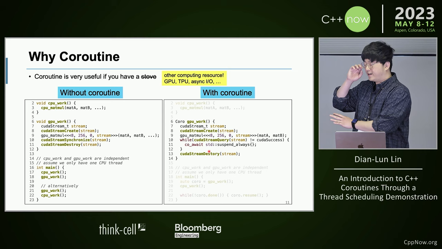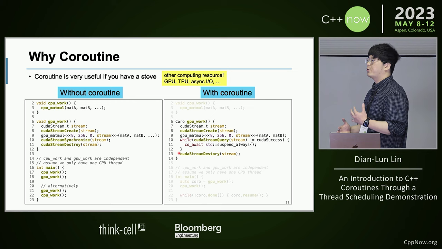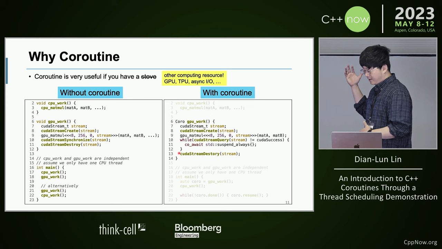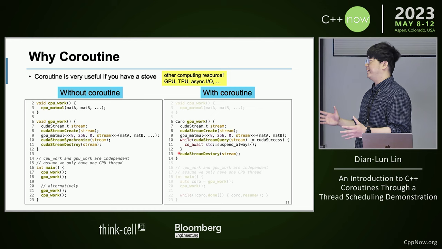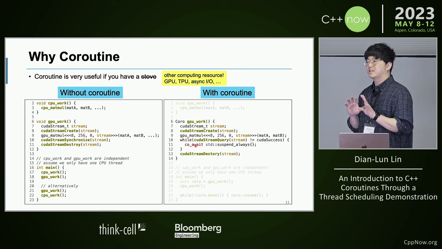So here, it's almost the same, except that I change from synchronize to these three lines of code. What these three lines of code are doing is to keep querying the status of the stream, and then check whether the status of the stream is CUDA success. If it is success, that means I finished the work, and I can go destroy the stream. Otherwise, I will call co_await.